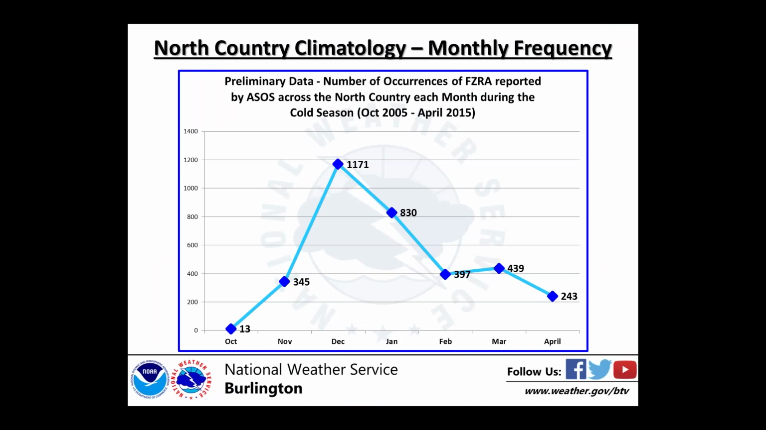Now moving on to our freezing rain climatology, this graph shows the number of occurrences of freezing rain reported by ASOS, which is our Automated Surface Observation Systems, across the North Country each month during what we defined as the cold season, being October through April for the past 10 years. And you can see in October we start off pretty low with only a few occurrences.